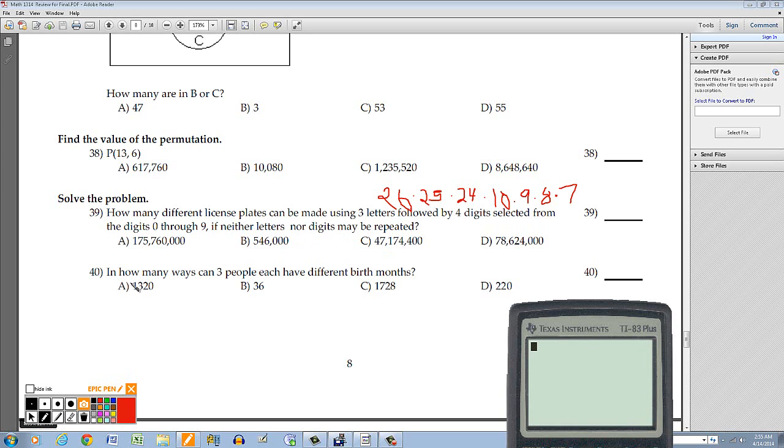Number 40, in how many ways can 3 people each have different birth months? Again, 3 things to look at. We can select any one of the 12 months for the first one. Since they have to be different, the next one can be selected from the remaining 11 months, and then the next one from the remaining 10 months. Multiply that out, and you get 1320.